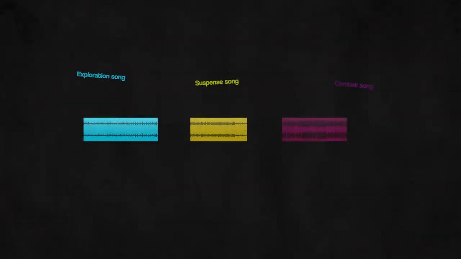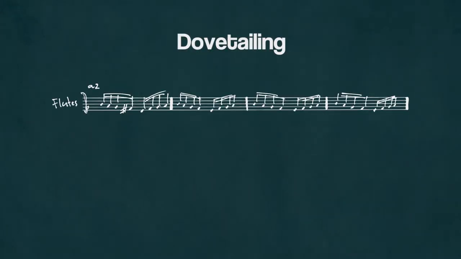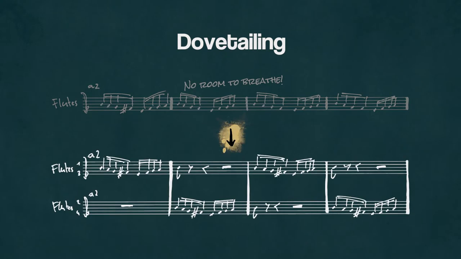Slicing WAV files would look kind of like this, but of course that's not going to sound very good. So, how can we improve that? That's where dovetailing comes in. Dovetailing in orchestration is where you split up a part between two players alternating each other, but it still sounds like one player is performing.